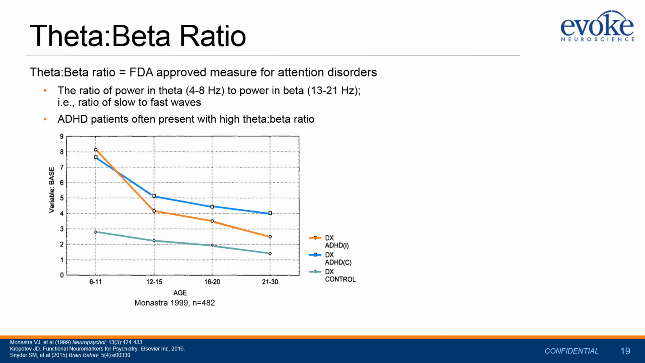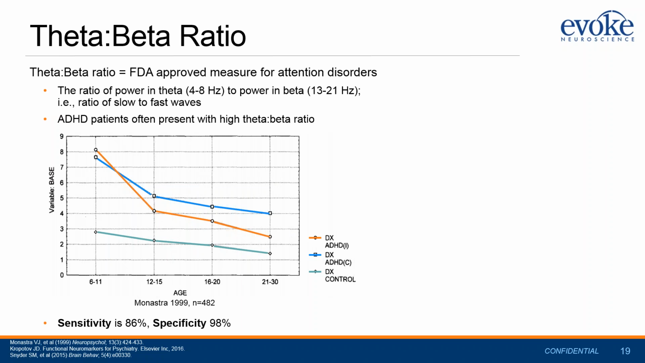Now, when we look at the theta-beta ratio for ADHD patients, it's pretty consistently higher than our control group in this study. And this 1999 study was kind of one of the pioneering studies for theta-beta ratio and its relationship to ADHD. And we see that the inattentive type of ADHD and the hyperactive combined type of ADHD were both significantly higher than controls across all ages. So starting at age 6 all the way through age 30, we can see that our ADHD group has high theta-beta ratio.